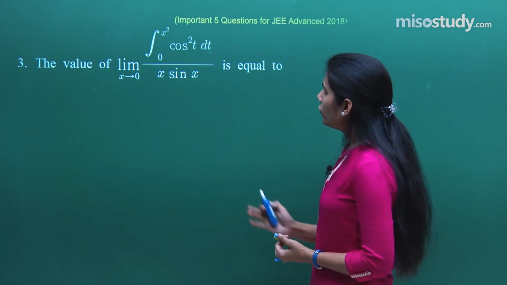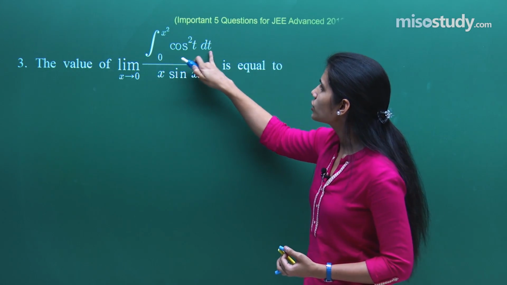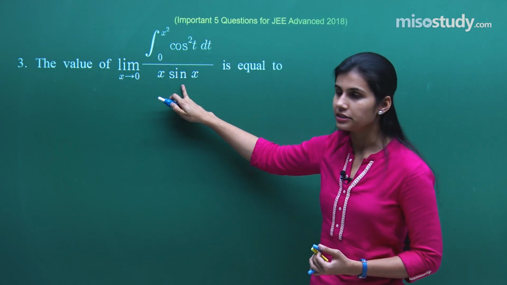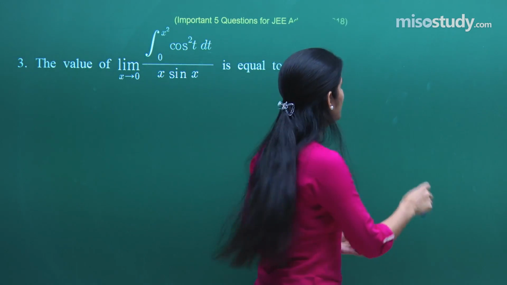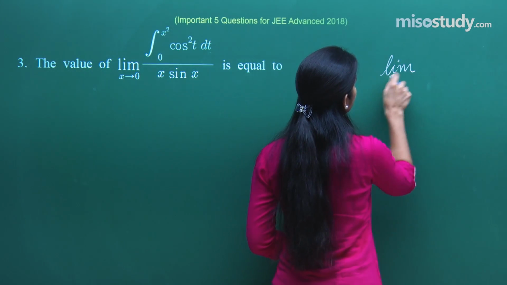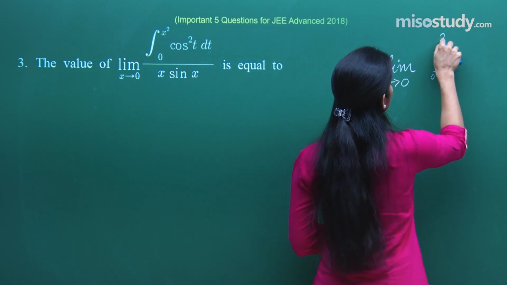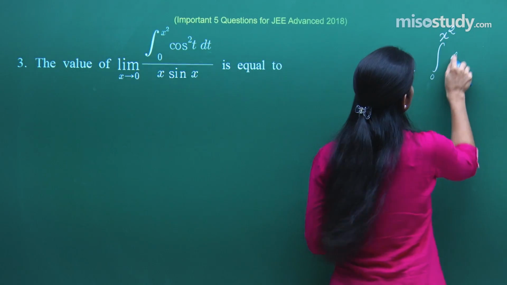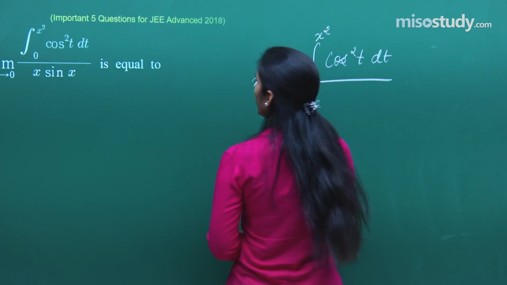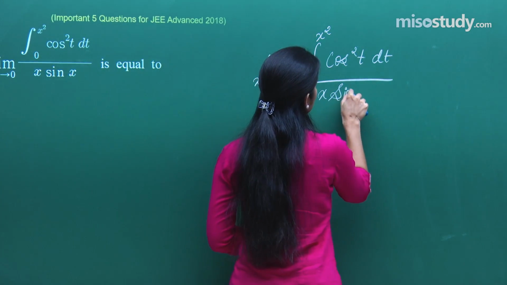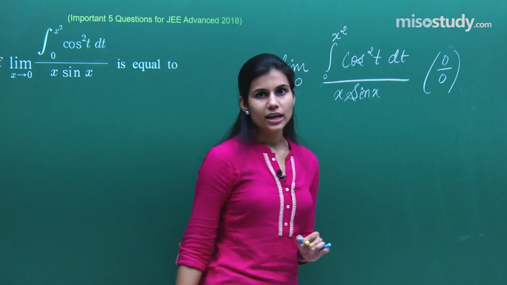Okay. Over here, if I try to see limit x tends to 0, integration 0 to x square cos square t dt, with x sin x in the denominator, you can see if you plug in x equals 0, you are going to have 0 by 0 form. So limit x tends to 0, this integration sign is just in the numerator. You have cos square t dt upon x sin x. So here you can see it's 0 by 0 form, applying L'Hopital.